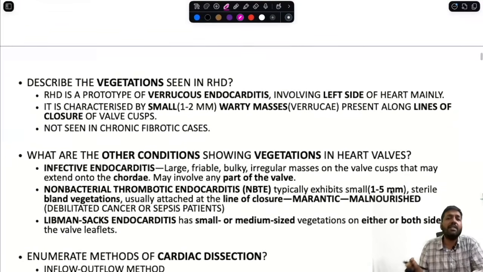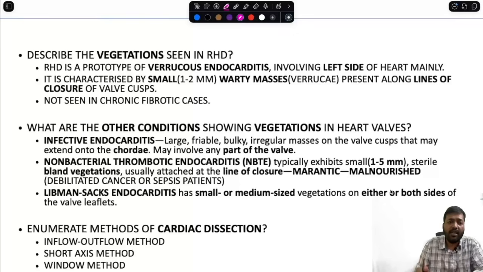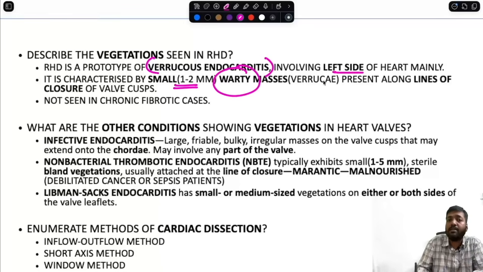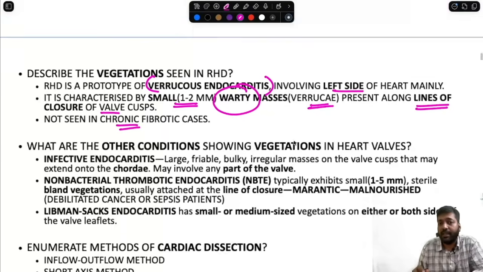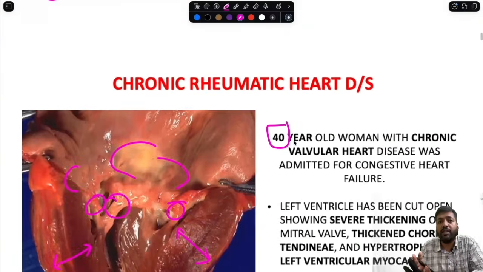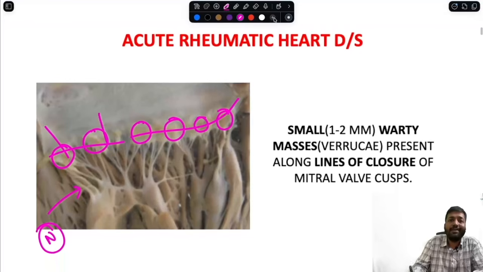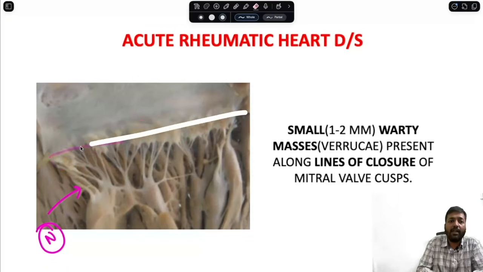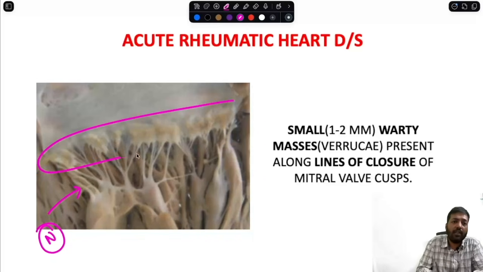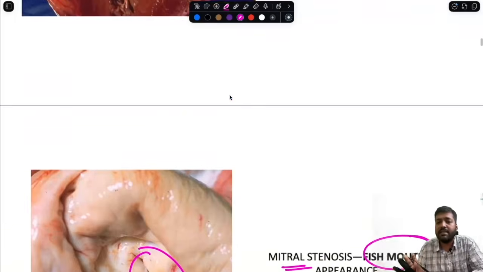Now describe the vegetations which are seen in rheumatic heart disease. Rheumatic heart disease is a prototype of verrucous endocarditis involving the left side of the heart, mainly characterized by small 1 to 2 millimeter warty masses or verrucae present along the line of closure of the valve cusps, and it is not seen in chronic fibrotic cases. Remember, I have already shown you over here warty verrucous vegetations along the line of closure of the valve cusps. Over here is the mitral valve.